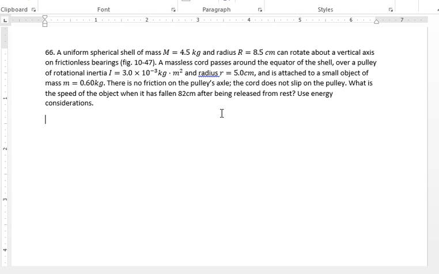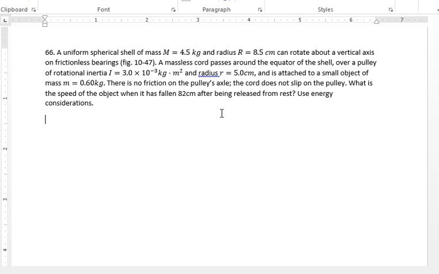So we've got the shell with mass 4.5 kilograms and radius 8.5 centimeters. A massless cord passes around the equator of the shell over a pulley of rotational inertia I equals 3 times 10 to the minus 3, radius r is 5 centimeters, and it's attached to a small object of mass 0.6 kilograms. There's no friction on the pulley. The cord does not slip. What is the speed of the object when it has fallen 82 centimeters after being released from rest? Use energy considerations.